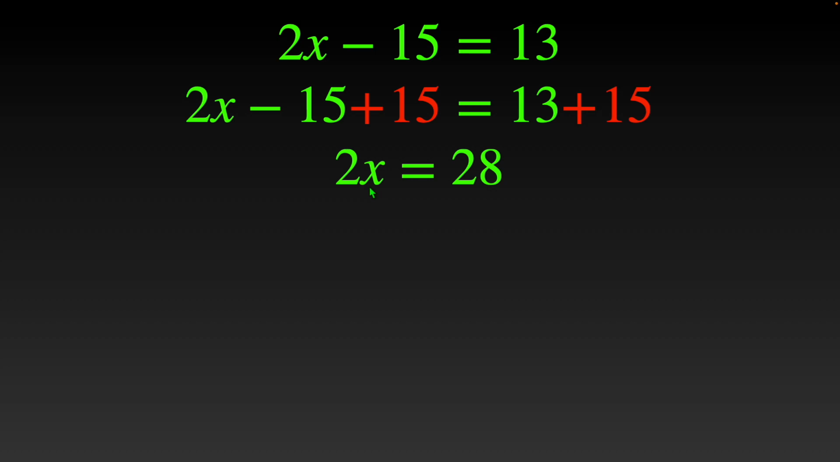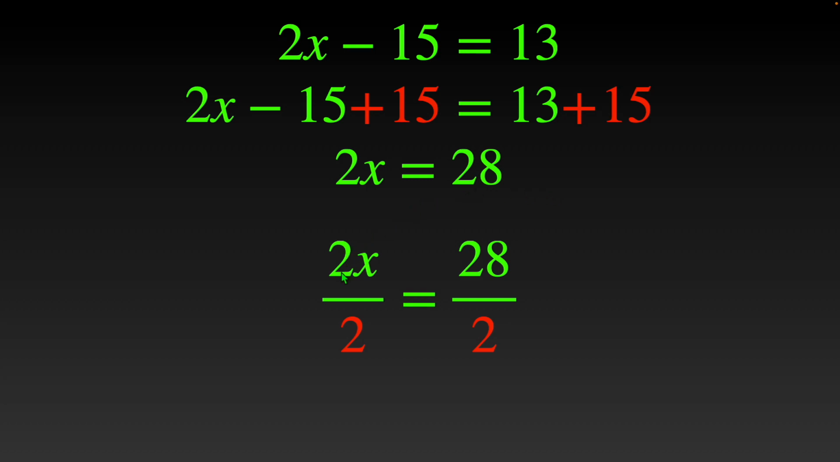But now notice this x is attached to this 2 via multiplication. We don't see a symbol for multiplication, but when we write it this way, that means they're attached via multiplication. So one way to separate that is to divide by 2. But remember, when we divide the left-hand side by 2, we must divide the right-hand side by 2 as well. Here it is.